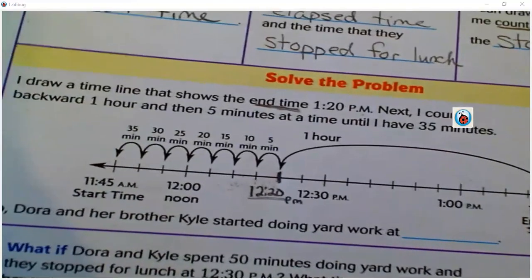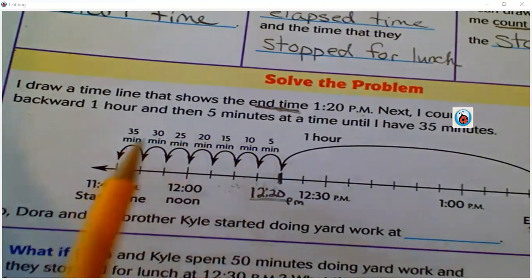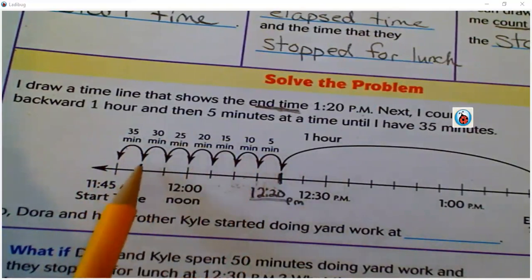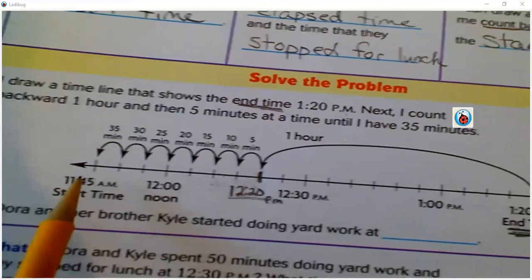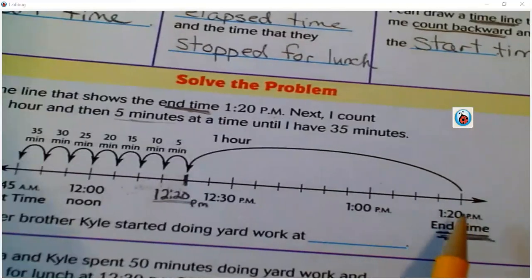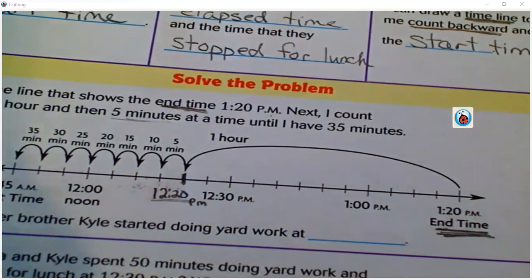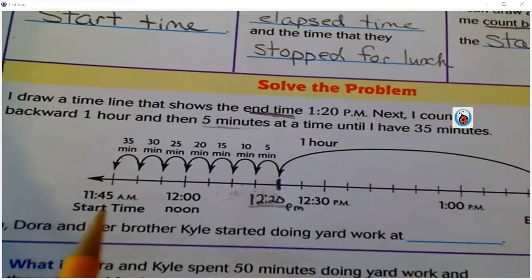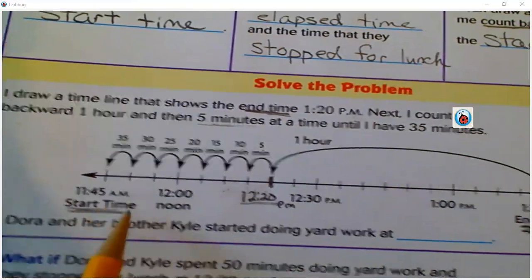And then they show all of these jumps adding up to 35 minutes, and they jumped by 5 minutes each. So they basically even set their timeline up in increments of 5 minutes. There's 5 minutes in each one of these spots on this timeline. Okay, that's a lot of work. But let's get to the punchline here. Let's get to our answer. When did they start working? Well, they started doing the yard work at 11:45 a.m.